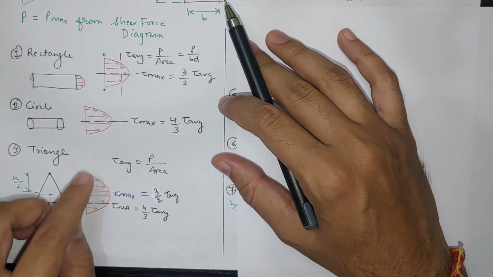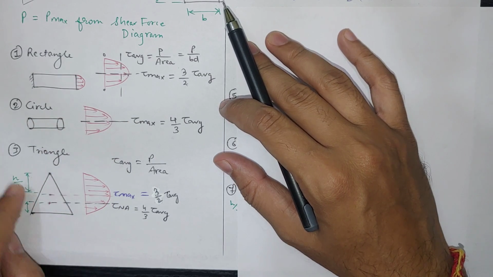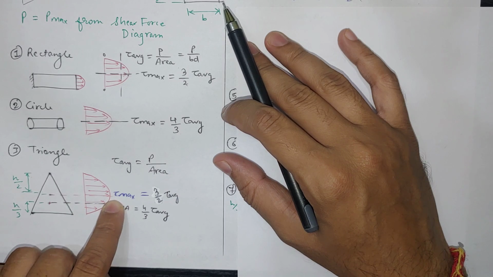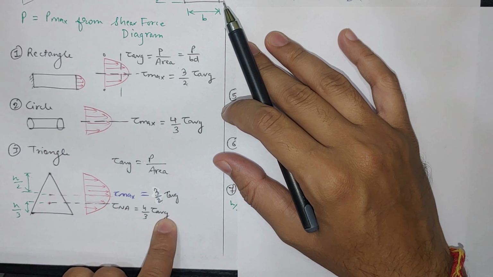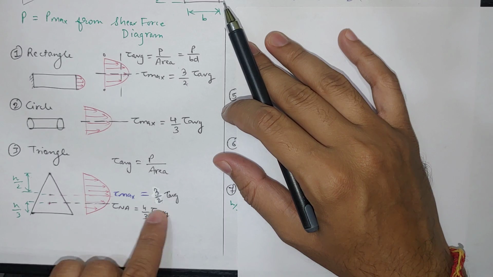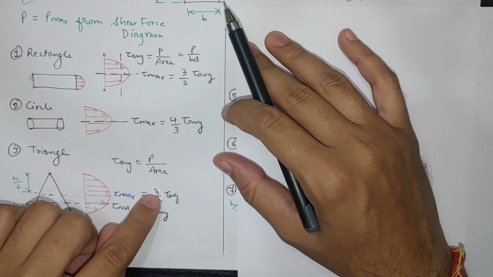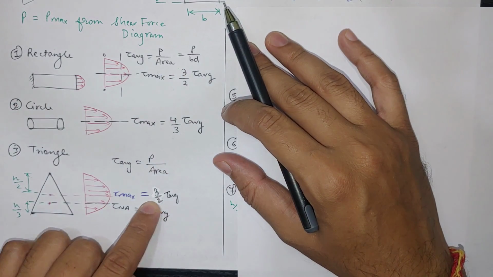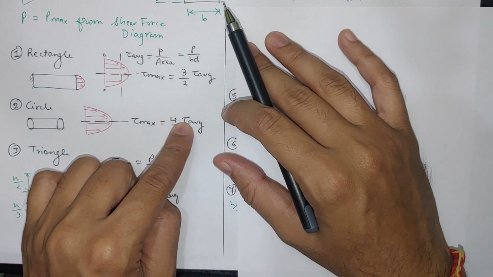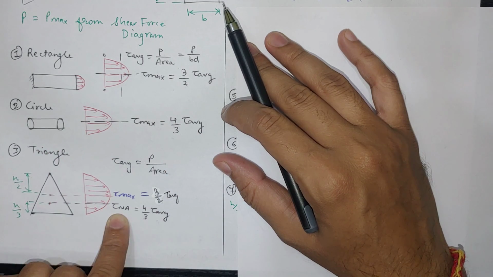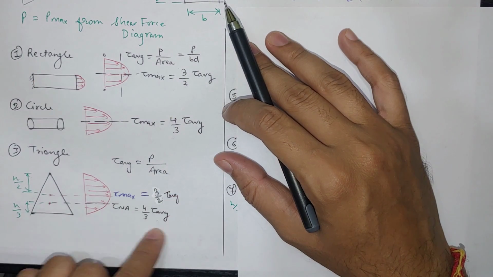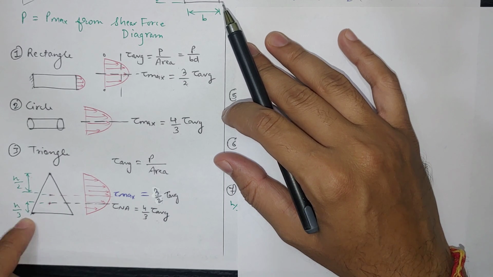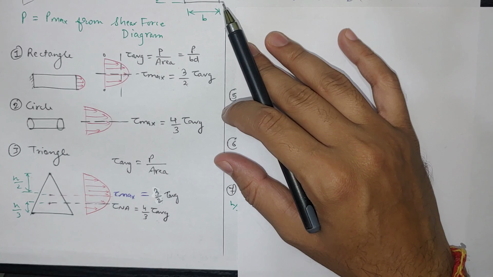And for triangular, the maximum is not at the exact center line. Tau average will be 4 by 3 tau average, and tau maximum will be 3 by 2 tau average. So if you see, both these formulas are here. The maximum value is 3 by 2 tau average for this triangular, and the average value is 4 by 3 tau average at the neutral axis. So both formulas combined make the triangle. This will be at h by 2, and this will be at h by 3. Neutral axis will be at h by 3.